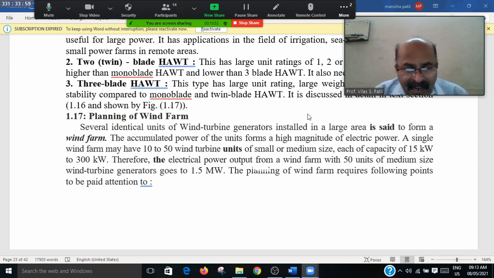And there is the electrical power output from the wind farm with 50 units of the medium size.